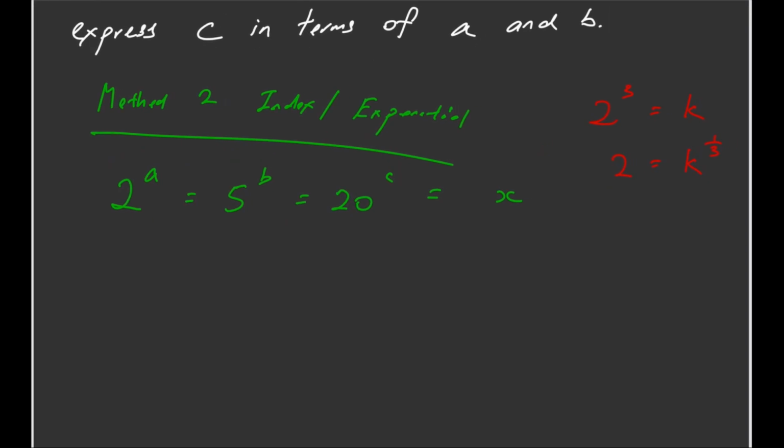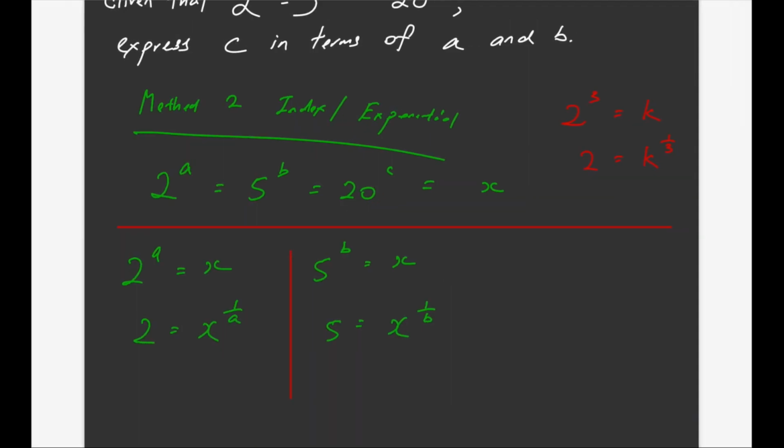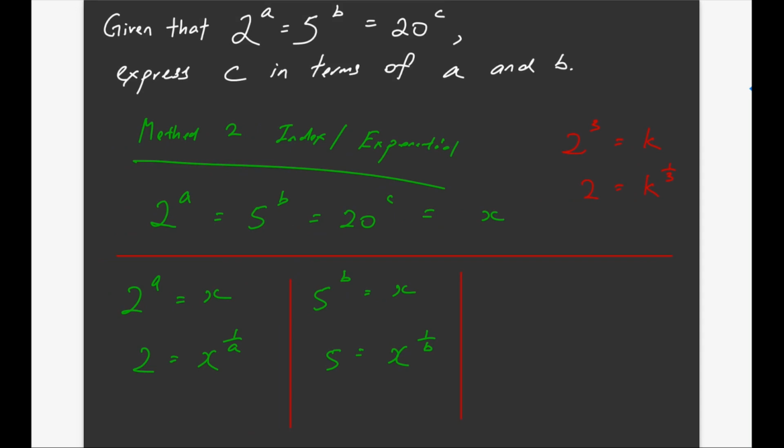Alright, so what we have now, the first thing that we do is the first pair. 2 power of a equals x, and 2 is the same as x to the power of 1 over a. Okay, makes sense? And then we have 5 power of b equals x, and 5 is just the same as x to the power of 1 over b. And the third pair, we have 20 power of c equals x. So you can have 20 is the same as x to the power of 1 over c. Alright.